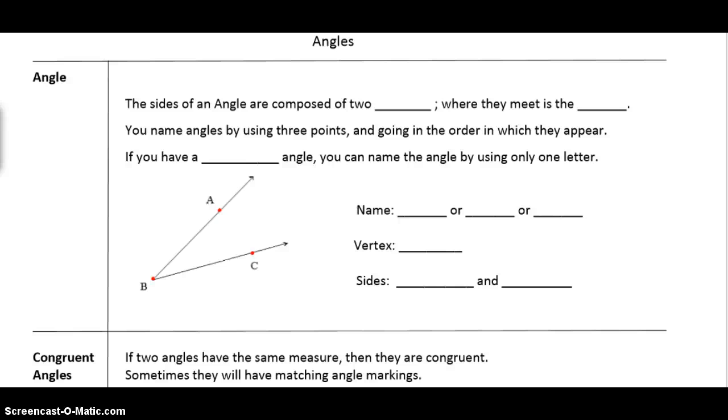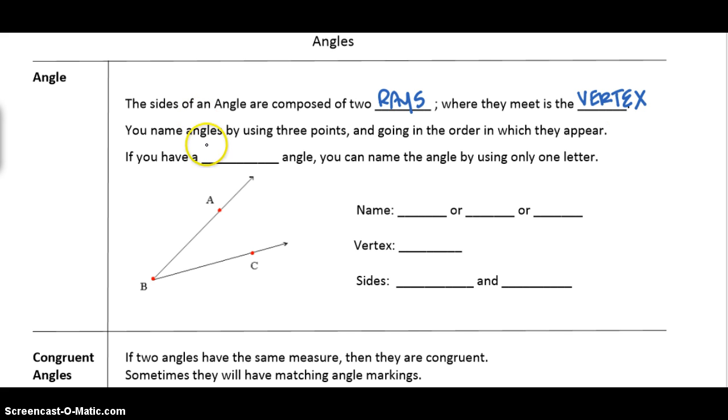All right, today we're going to be discussing angles, so let's get started with what an angle is. The sides of an angle are composed of two rays, okay, two rays, and where they meet, that is called the vertex. Where they meet is the vertex. You name angles by using 3 points and going in the order in which they appear, and I'll talk about that in just a moment.